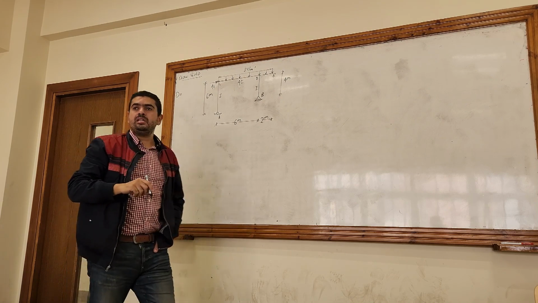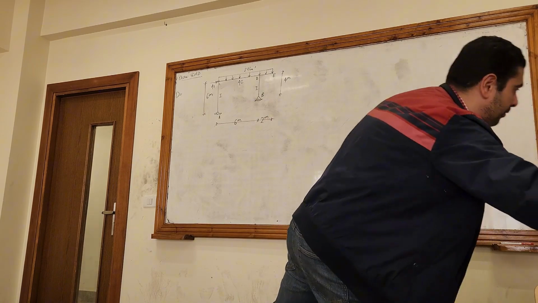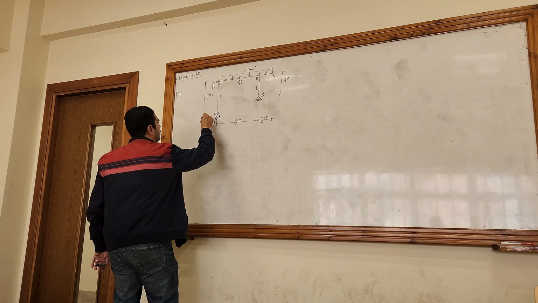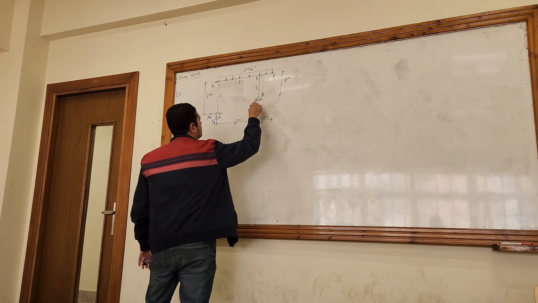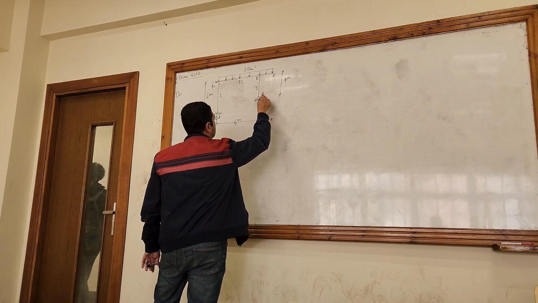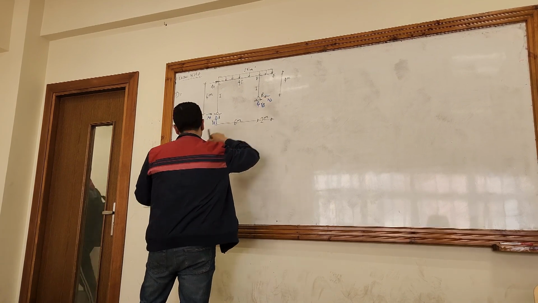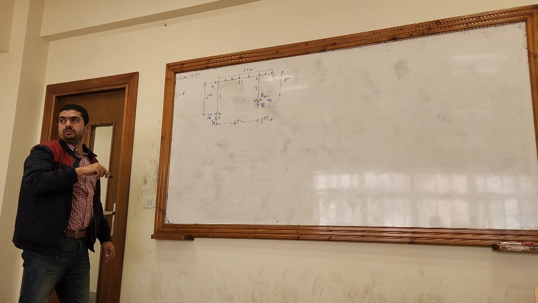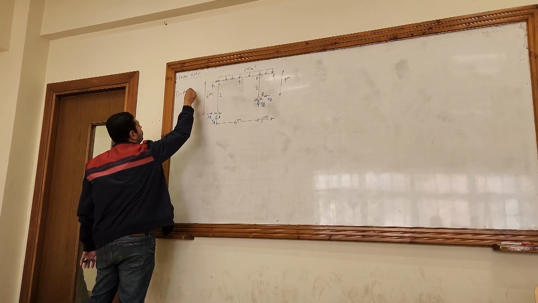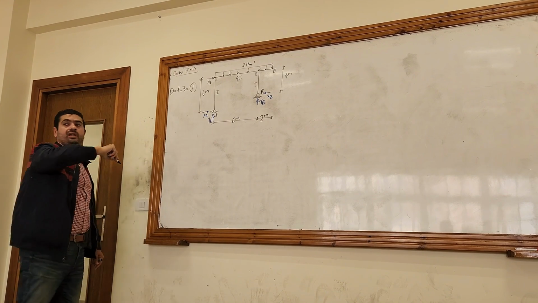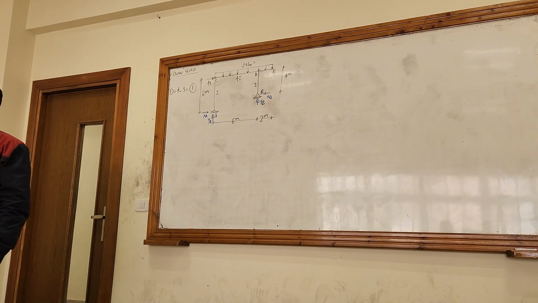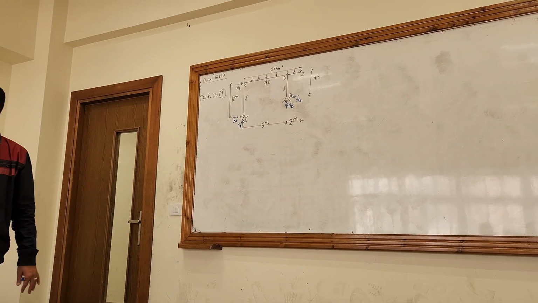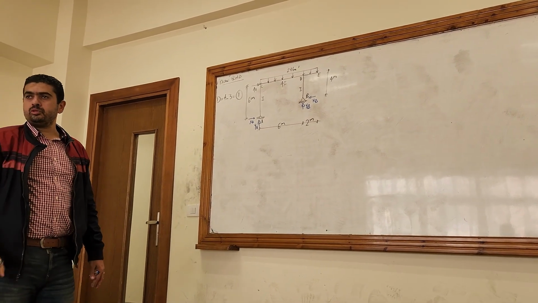How many reactions do I have here? I have a hinged support, so I have YA and XA, and here it is a hinged support as well, so XB and YB. So I have 4 unknowns, right? And how many equations? 3. So the degree will be 1. So this frame is once statically indeterminate. And we will take both once and twice as we did in the superposition.